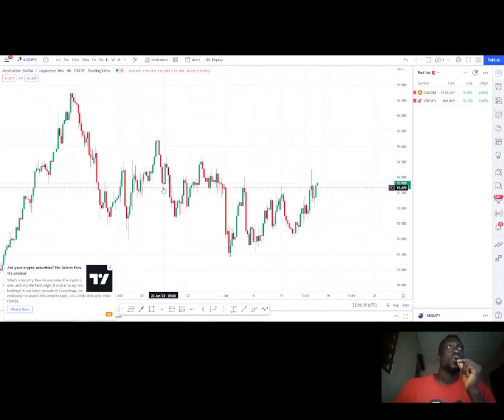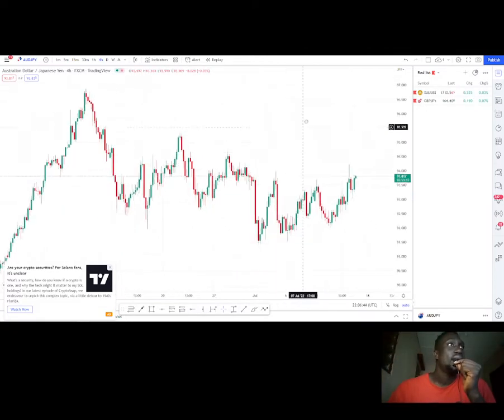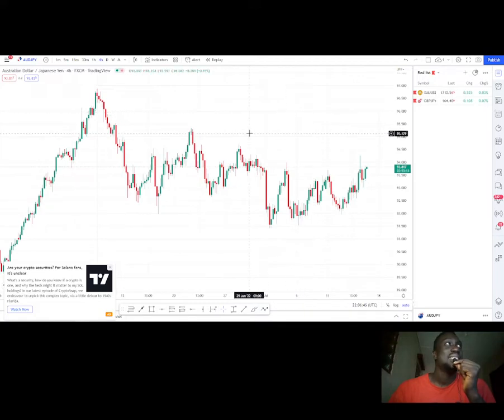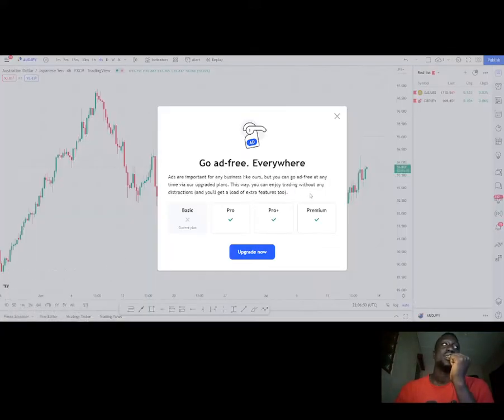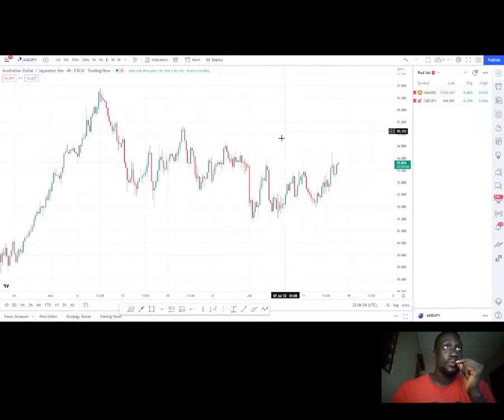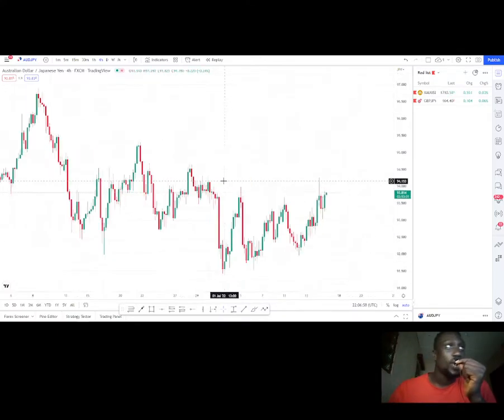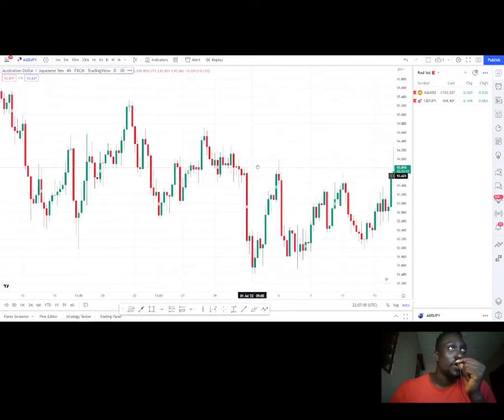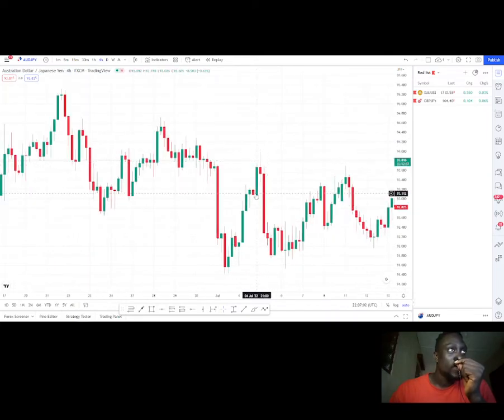So welcome to the charting area. You can clearly see that over here we are looking at AUD JPY, which is Australian dollar Japanese yen. Now we can clearly see this pair. Look at this move that happened here. Look at this move that happened here.